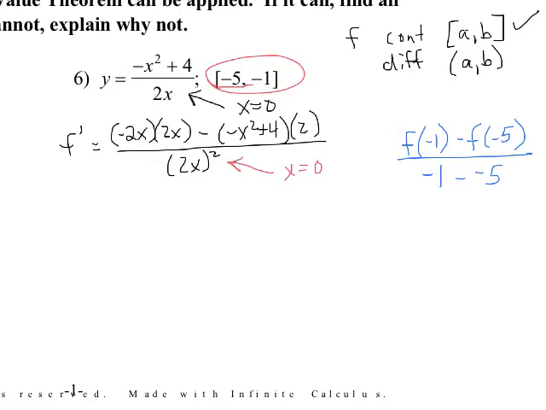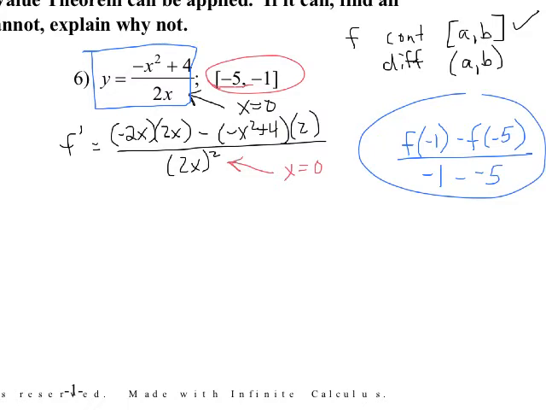So I like to use a calculator, and you plug this function into your y1, and then you use a table to find these values. So let's go ahead and plug that into a calculator and see what we get. Okay, I got -1.5, and then for f of -5 I got 2.1, and this is all over 4, which is equal to negative 0.9. So we're going to set our derivative equal to negative 0.9 and solve for that variable.